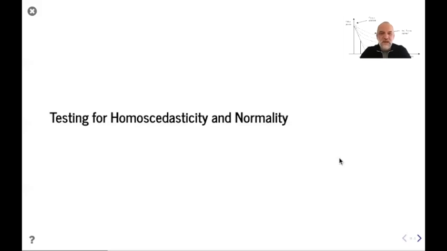Hi, and welcome back. Now, we already know about all the consequences for Tobit of heteroscedasticity and non-normality. You get inconsistent estimates, especially if there's a lot of censoring. So it may be important to test for these misspecifications.